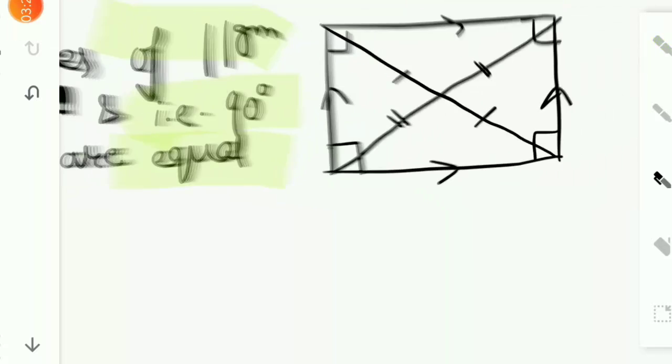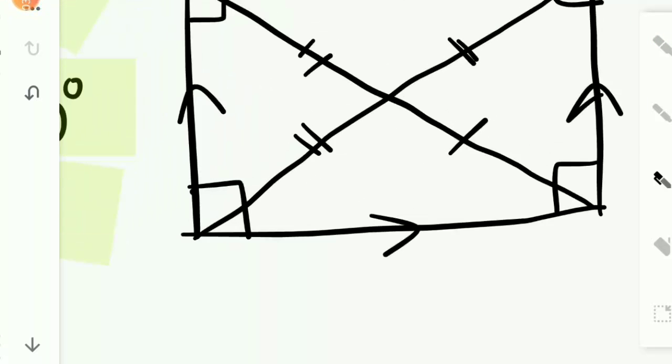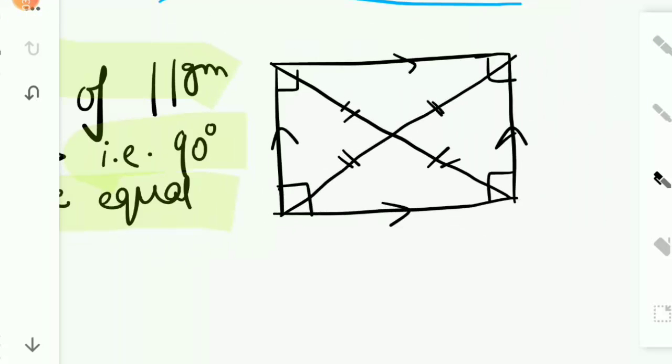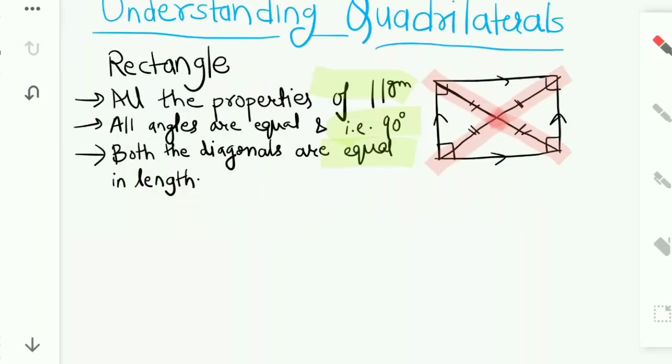So what should that mean? All of these parts are equal: this one, this, two, 3, 4. All of these four parts are equal. That's it. That's the only difference between a parallelogram and a rectangle. Let's move on to the next type of parallelogram.